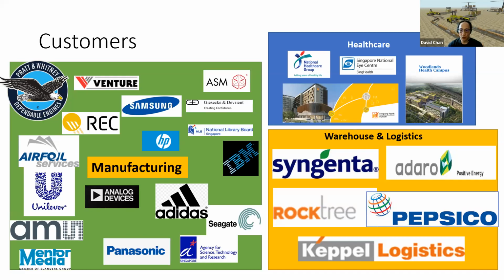Other than that, we also work in the warehouse and logistic area. Companies like Syngenta, which is an agricultural insecticide company, did a project with us to study their internal warehouse operation. We also have Pepsi Cola, Keppel Logistics, and so on and so forth. So these are some of the customers we have had in the past few years.